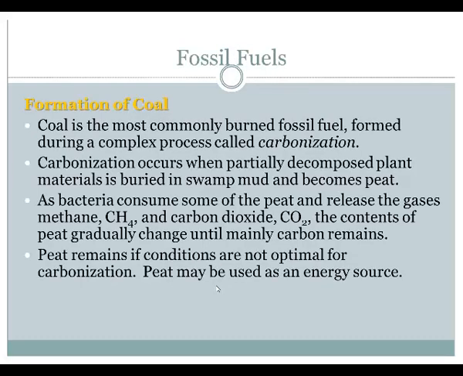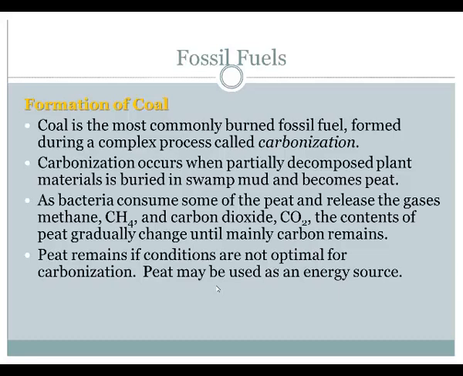One type of fossil fuel that we use a great deal of is coal. Coal is produced through a process called carbonization. It is fairly complex. We're going to simplify it. It occurs when partially decomposed plant materials are buried in swamp. That swamp eventually creates this mucky, dark-colored dirt called peat.